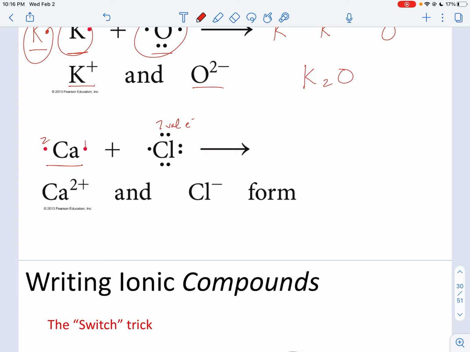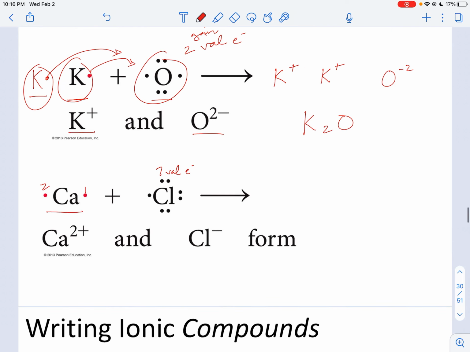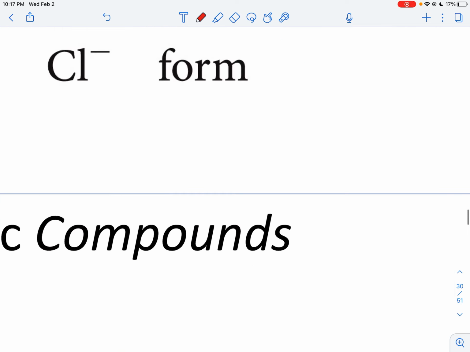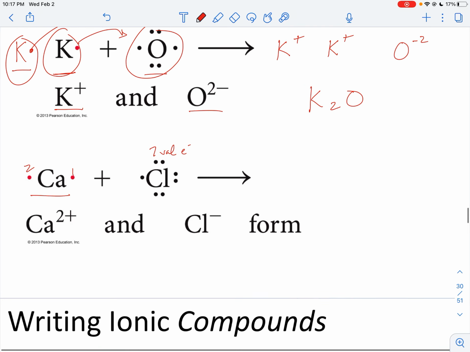So once it gets one from calcium, there's not room for another one. But calcium's like, I have to give up both of these to become stable. So the way this works is kind of opposite of what we did here with the potassium and the oxygen. If we had another chlorine atom, a whole second chlorine atom that also has 7 valence electrons.